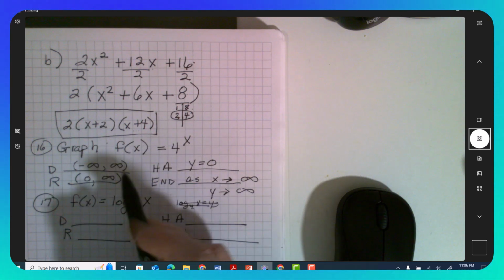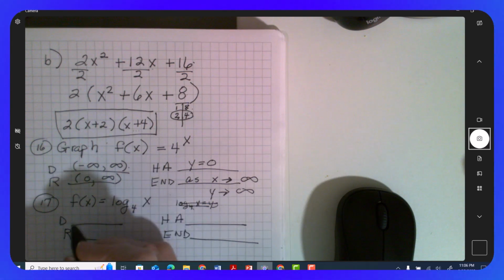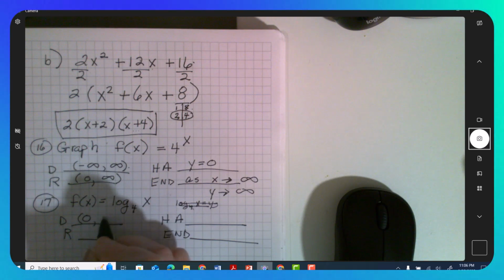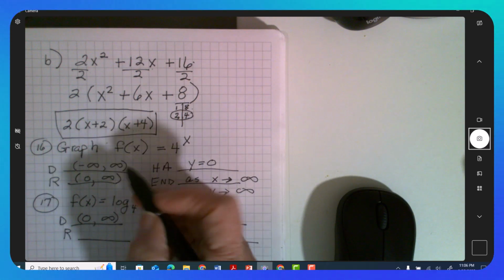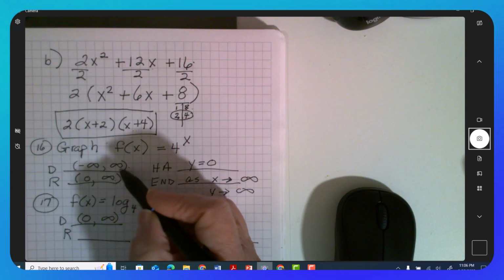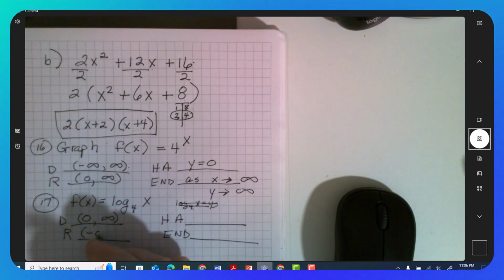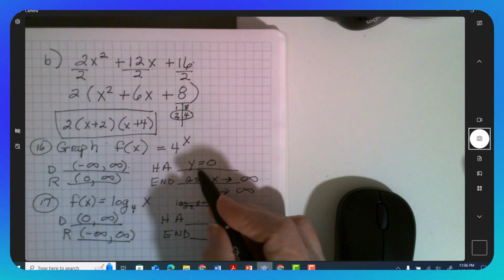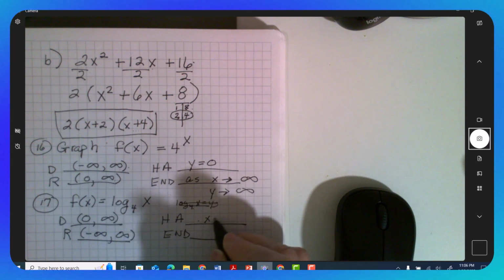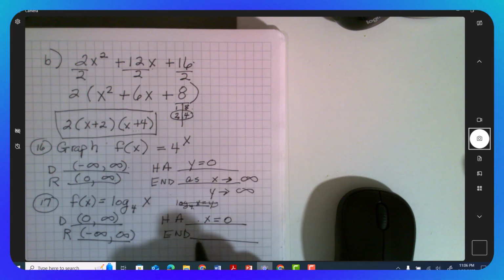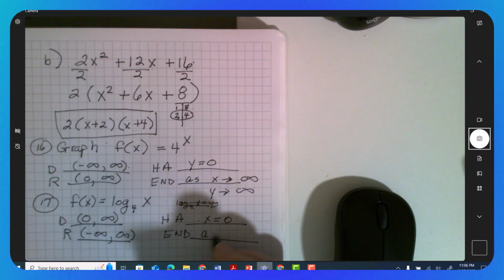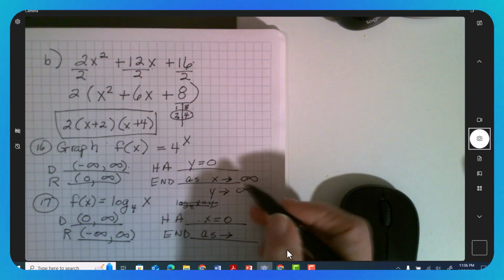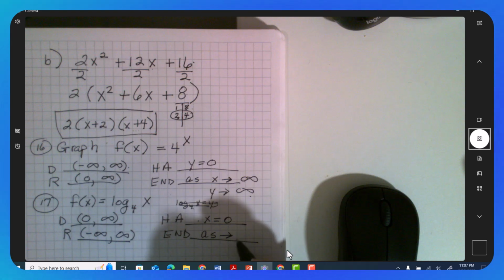Okay, so this is going to reverse. Our domain is going to now become what the range was, from 0 to infinity. And the range is going to become what the domain was, from negative infinity to positive infinity. The horizontal asymptote becomes not y equals 0, but x equals 0. And then the end behavior is going to stay the same. As x approaches infinity, y approaches infinity.